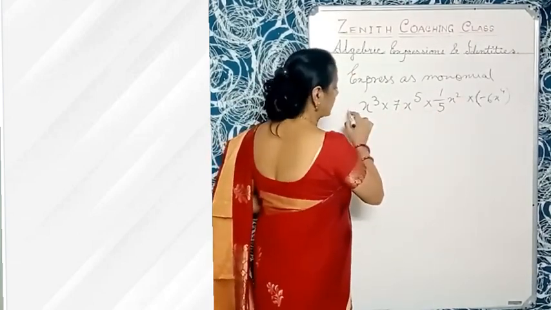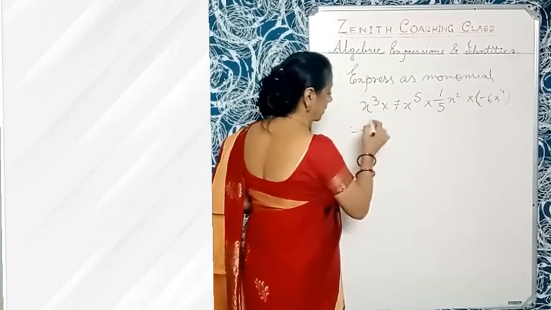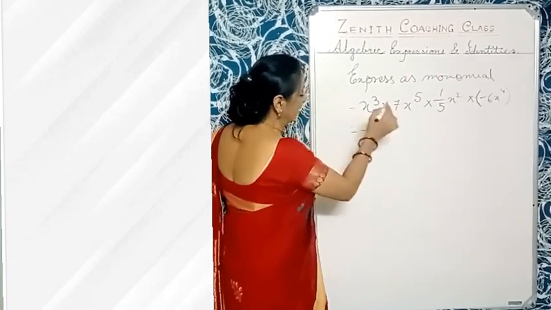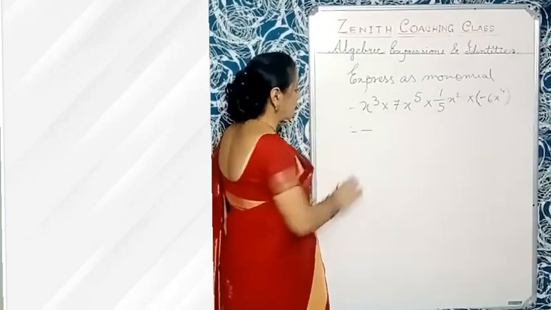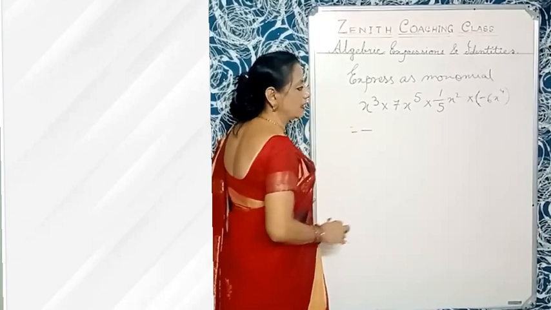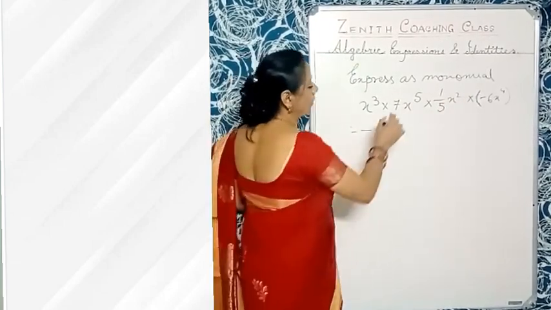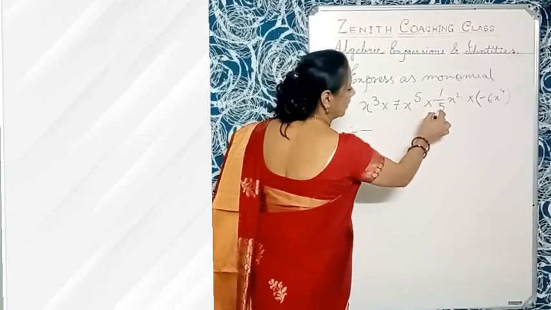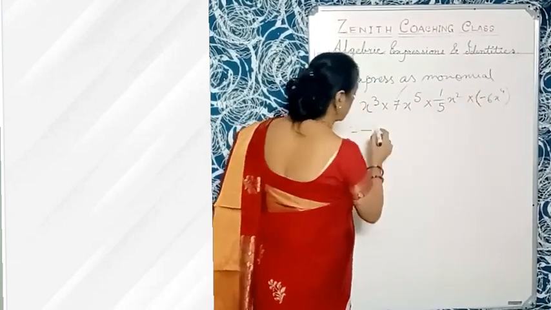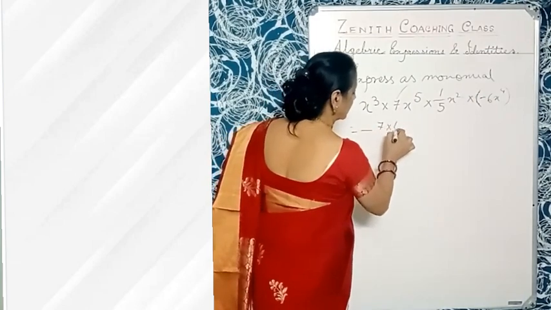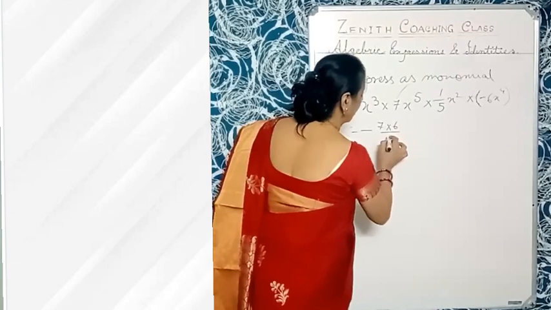Here all are plus because one is minus, so the sign is minus. If you put another minus sign, minus minus will be plus, but here is only one minus sign, so your answer is minus. Now 7 multiplied by 1 by 5 multiplied by 6. So 7 multiplied by 6, we put the minus sign here and in the denominator it is 5.